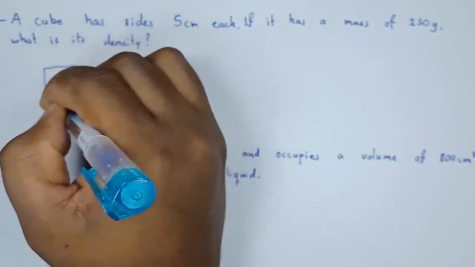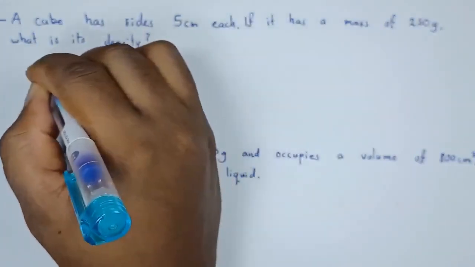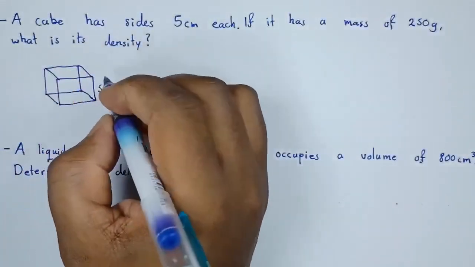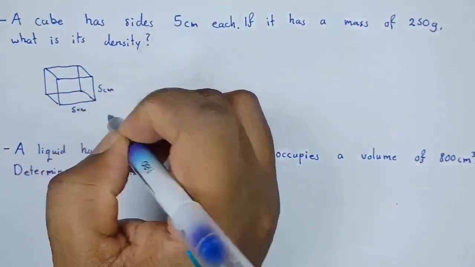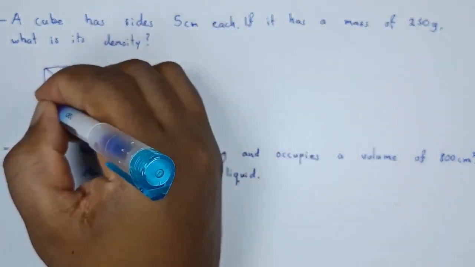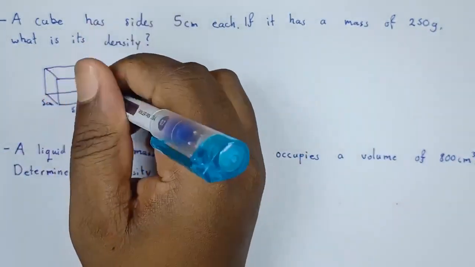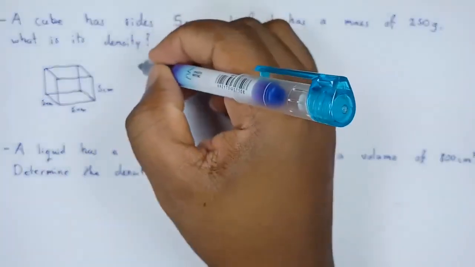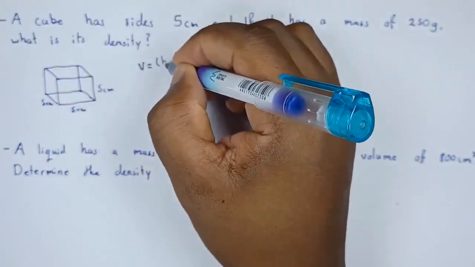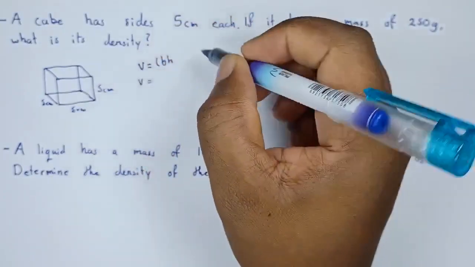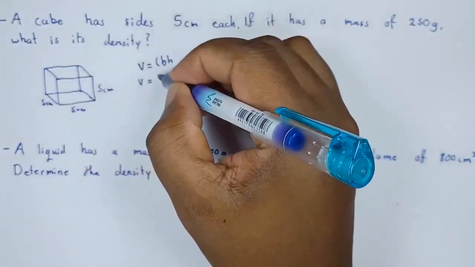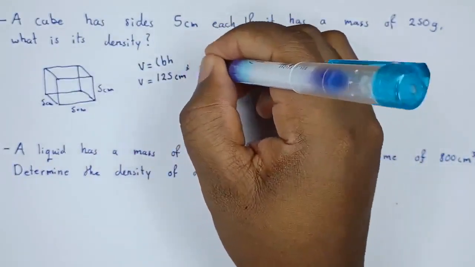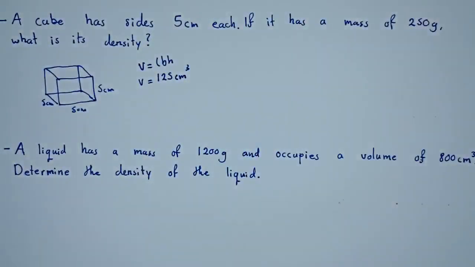Okay, there's our cube. This cube has a height of 5 centimeters, a width of 5 centimeters, and of course a base of 5 centimeters as well. So each side is 5 centimeters, meaning we can multiply all three sides, L times B times H. Hence the volume is LBH, which equals 5 times 5 times 5, giving us 125 cubic centimeters.